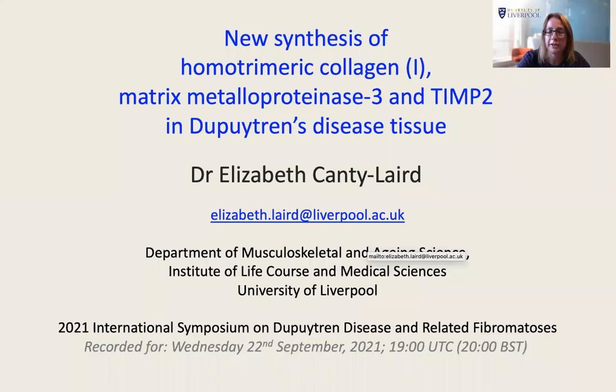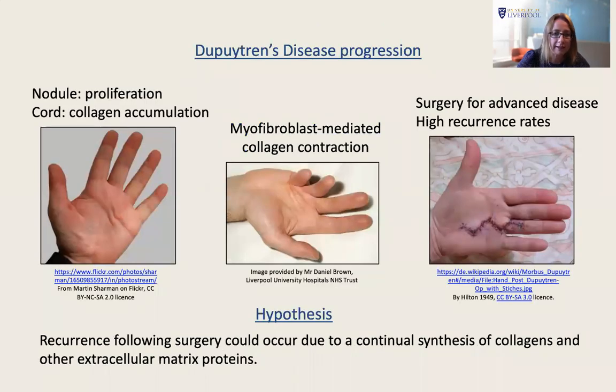Thank you for the opportunity to speak to you today about new synthesis of homotrimeric type 1 collagen, matrix metalloproteinase 3 and TIMP2 in Dupuytren's disease tissue. Dupuytren's disease begins as a proliferative nodule under the skin of the palm of the hand. This can progress to produce a collagen-rich cord, which contains type 1 collagen.